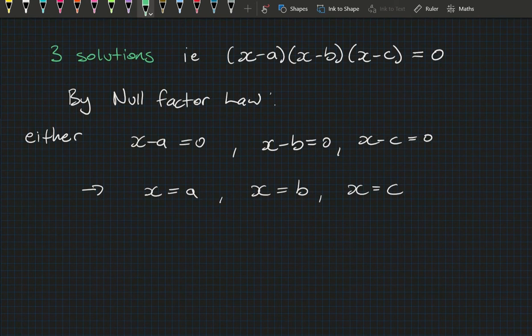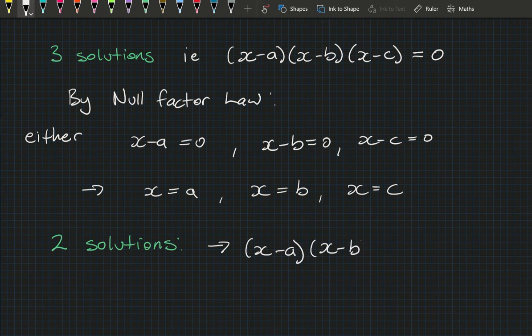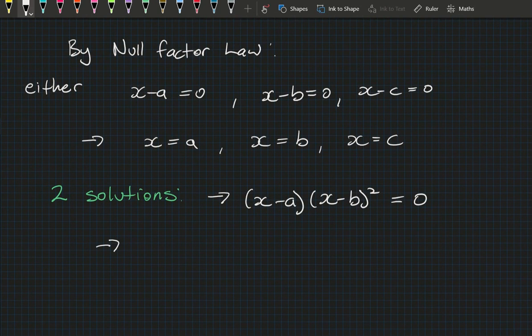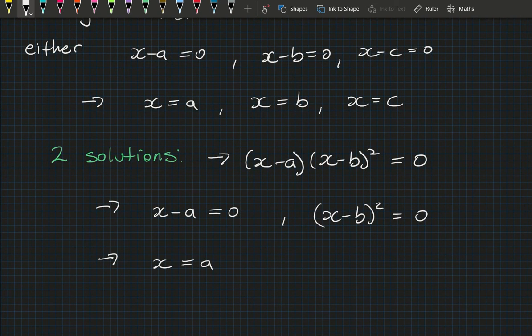Another possibility is that we've got 2 solutions, and that would be a cubic where we've got a linear factor times a square factor. So then by the null factor law, either x minus a is equal to 0, or (x minus b) squared is equal to 0. And that means obviously that x is equal to a, or x is equal to b. Oh, I should have written null factor law up here, by the way.